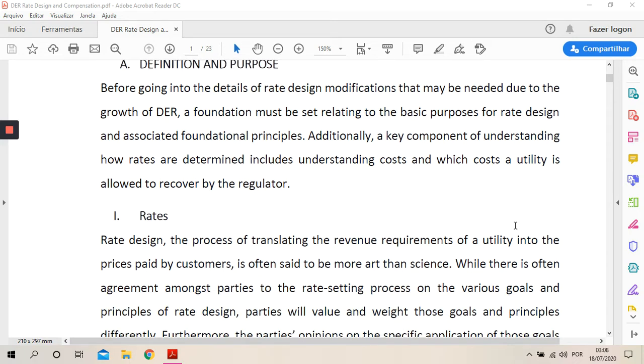Before going into the details of rate design modifications that may be needed due to the growth of DER, a foundation must be set related to the basic purposes for rate design and associated foundational principles. Additionally, a key component of understanding how rates are determined includes understanding costs and which costs a utility is allowed to recover by the regulator.